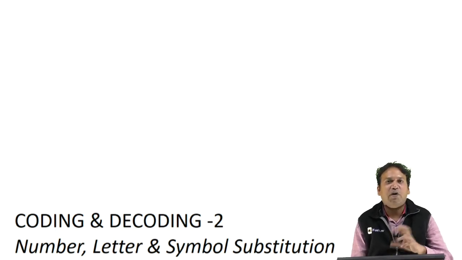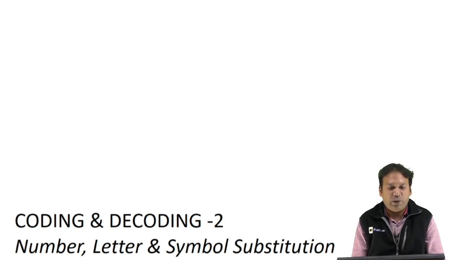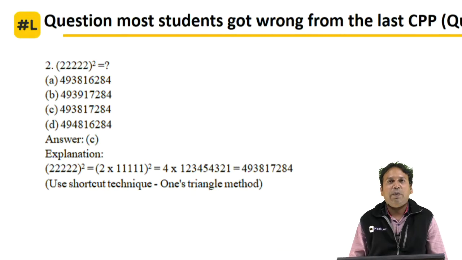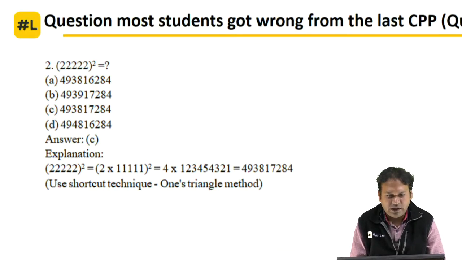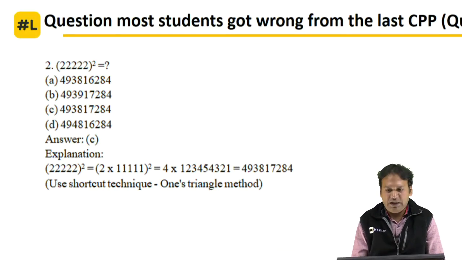I can see that most students got some of the questions in the previous CPP wrong, in the class of squares as well as in the class of coding and decoding. So I will be discussing those questions, and let's go through this wonderful topic today. A new type of question on coding and decoding, that is based on number, letter and symbol substitution.